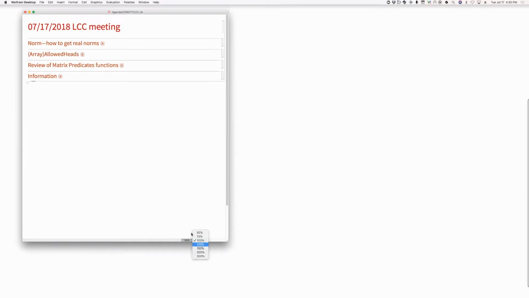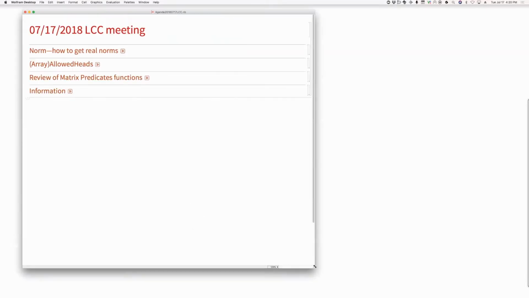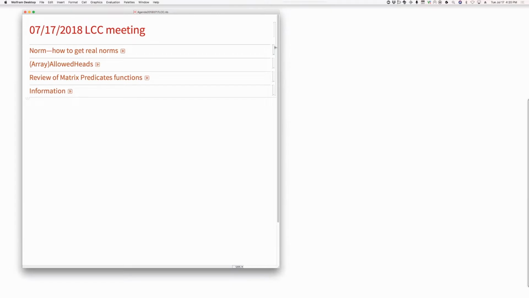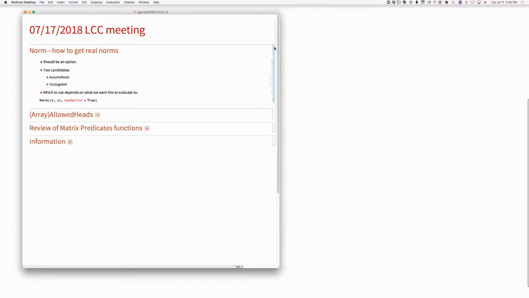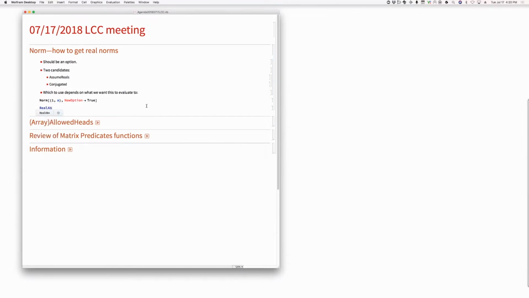Okay, first up, we have Norm. What the heck is happening with Norm? Okay. Oh, real norms. Right. I thought we just had a function that did, what is the function that does? We don't. Real, but we have RealAbs.